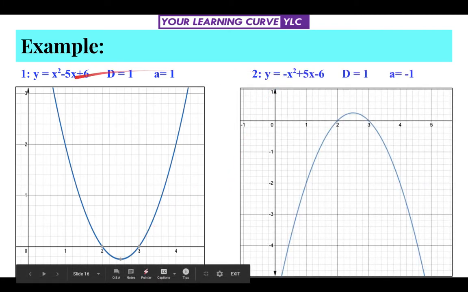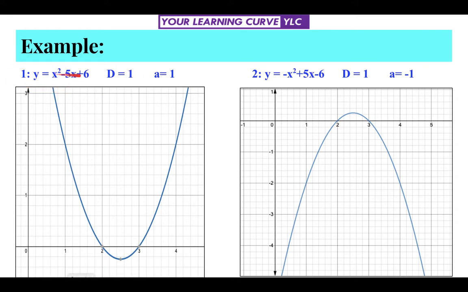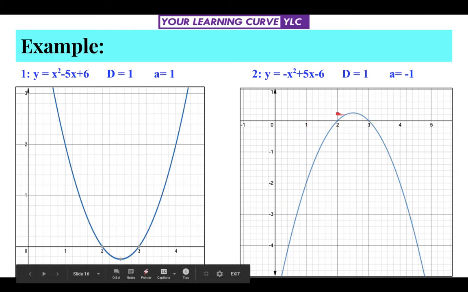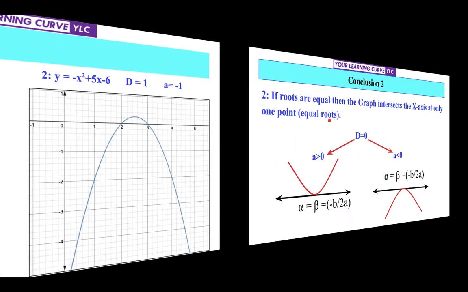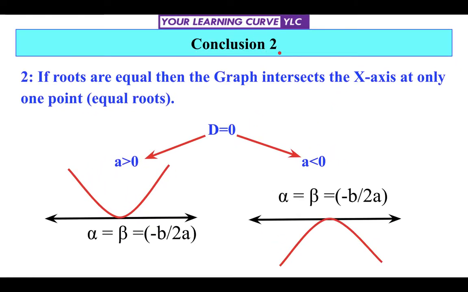Another example, if you multiply this entire equation by a minus sign, you will get y equal to minus x square plus 5x minus 6. Again D is 1, but a is equal to minus 1. So parabola opens downwards, but still intersects the x-axis at two distinct points, which are the roots of the equation, 2 and 3.